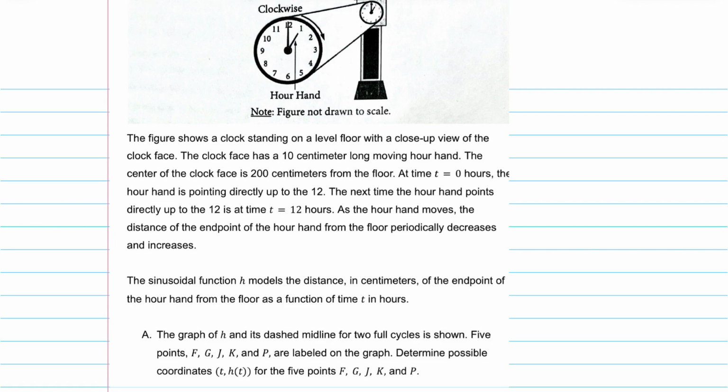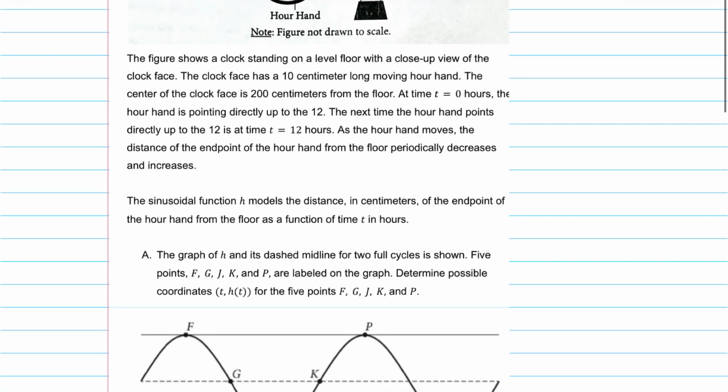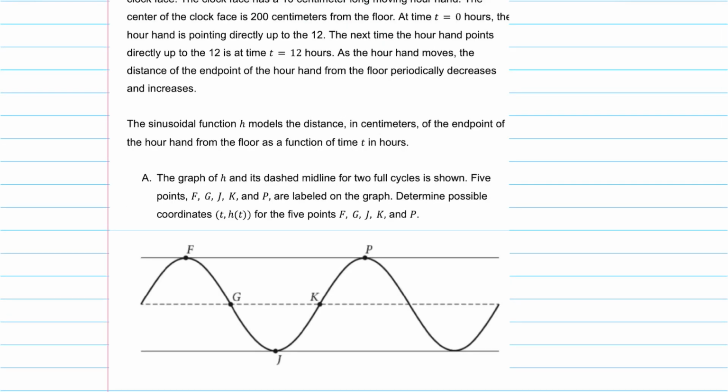At time t is equal to 0 hours, the hour hand is pointing directly up to the 12. The next time the hour hand points directly up to the 12 is at time t is equal to 12 hours. As the hour hand moves, the distance of the endpoint of the hour hand from the floor periodically decreases and increases. The sinusoidal function h models the distance in centimeters of the endpoints of the hour hand from the floor as a function of time t in hours.